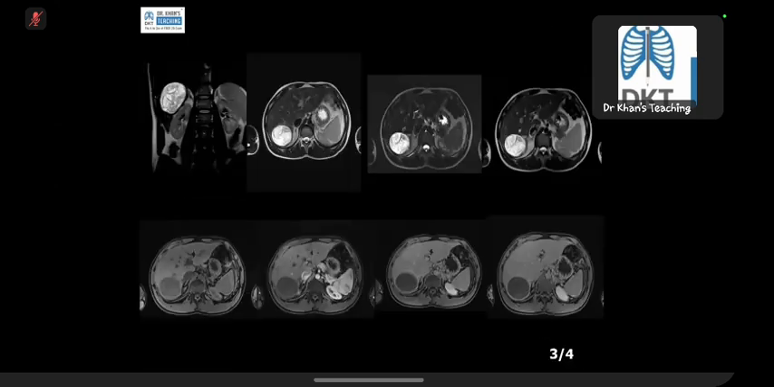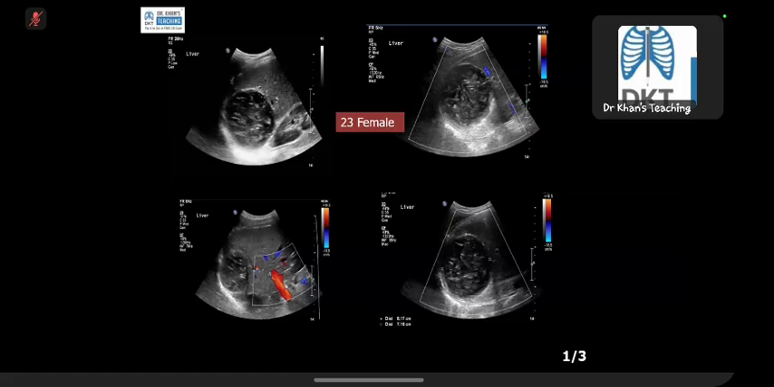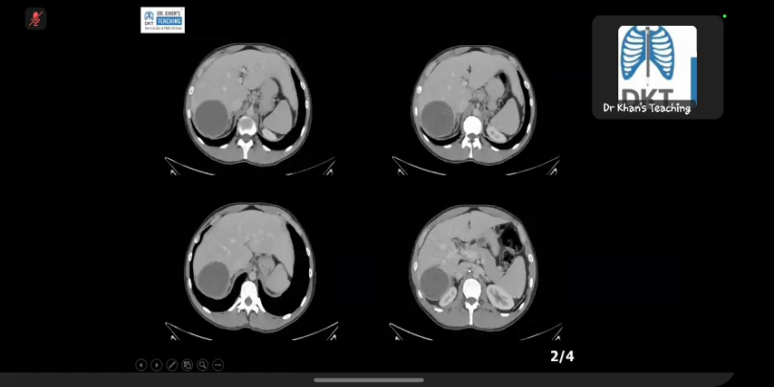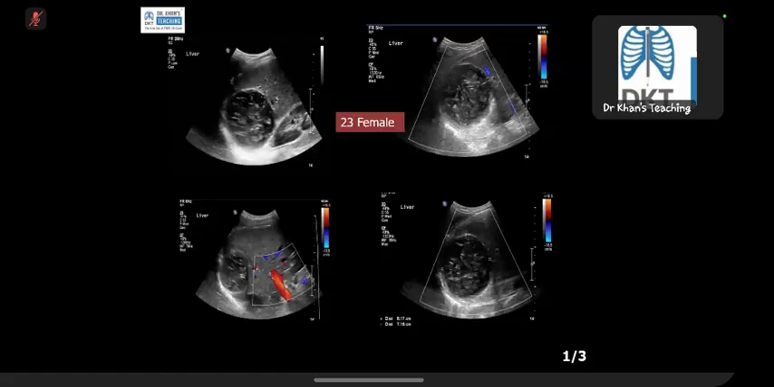Okay, this case can potentially come in the exam, and that is why I'm showing you. On ultrasound, this is the appearance, which is totally non-specific. On CT scan, key point, it is not enhancing. What comes to your mind? But here it was not a cyst. Agreed? Is this a cyst? And it is not enhancing. And this is a young 23-year-old female.